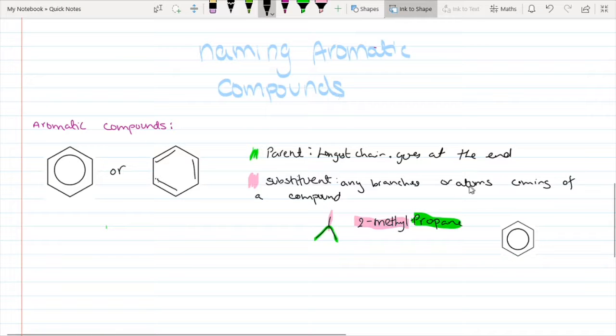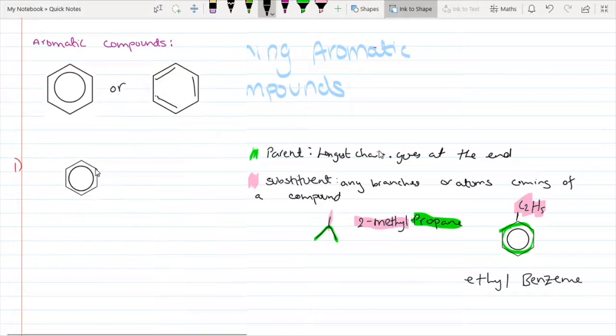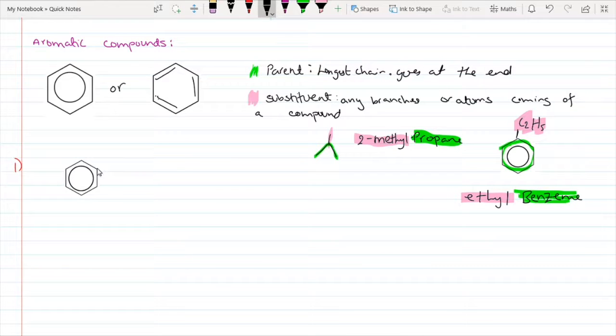If we have a benzene ring over here, let's say we have C2H5 over here. Now our parent compound would be the benzene ring, and our substituent would be the branch coming off the benzene ring, in this case the ethyl group over here. If you go about naming this, first we'll add the parent compound, which is benzene, and then we'll add our substituent, which is ethyl. So ethylbenzene.